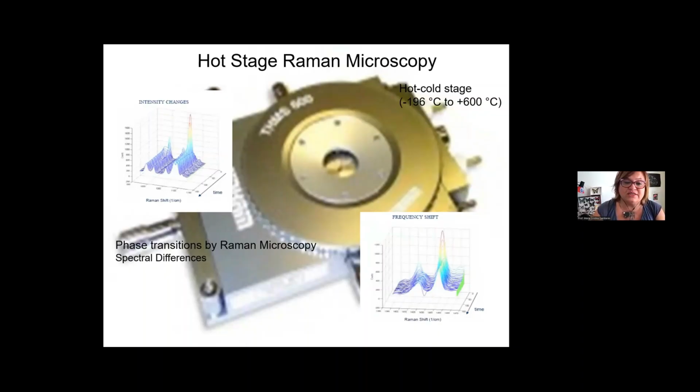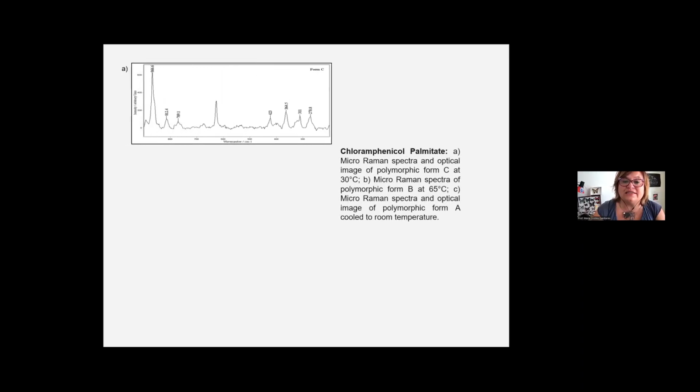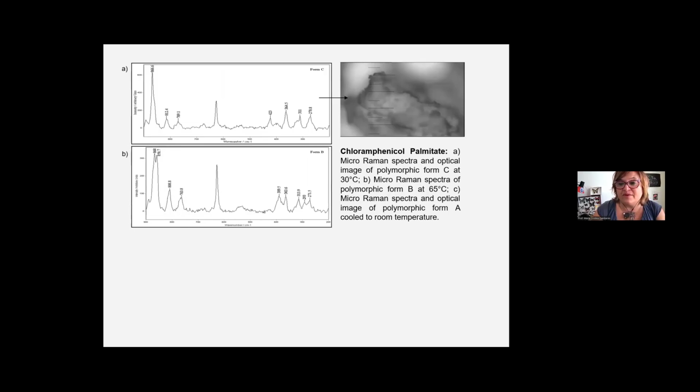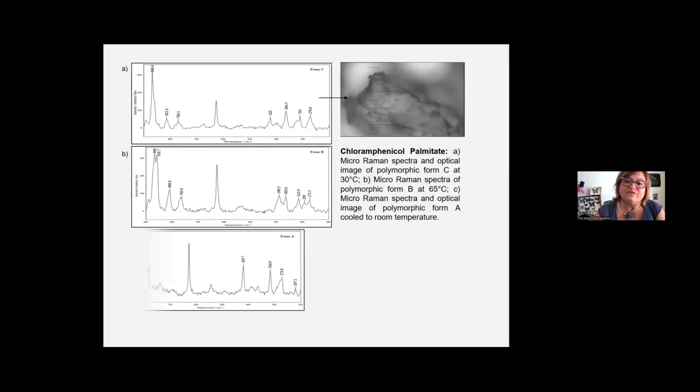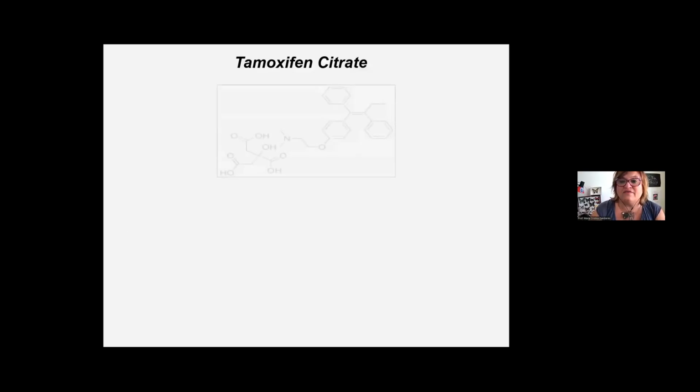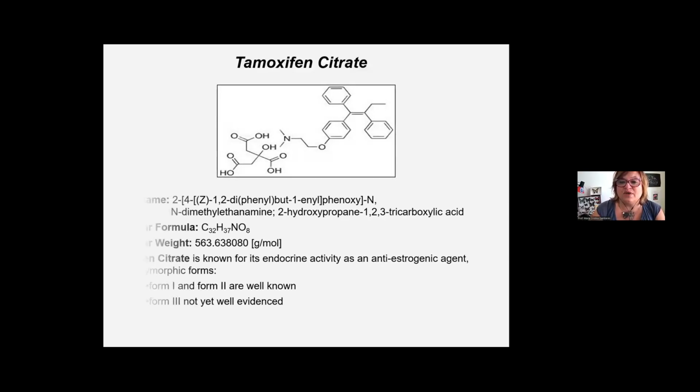And it's possible to heat and also to understand if the heating is transforming, for example, in this case, chlorophyll palmitate from one form to another, and it did. It means that at 30 degrees it was form C, at 65 it was form B, and then it was form A cooled. So just keep in mind that polymorphs and heating can transform themselves.